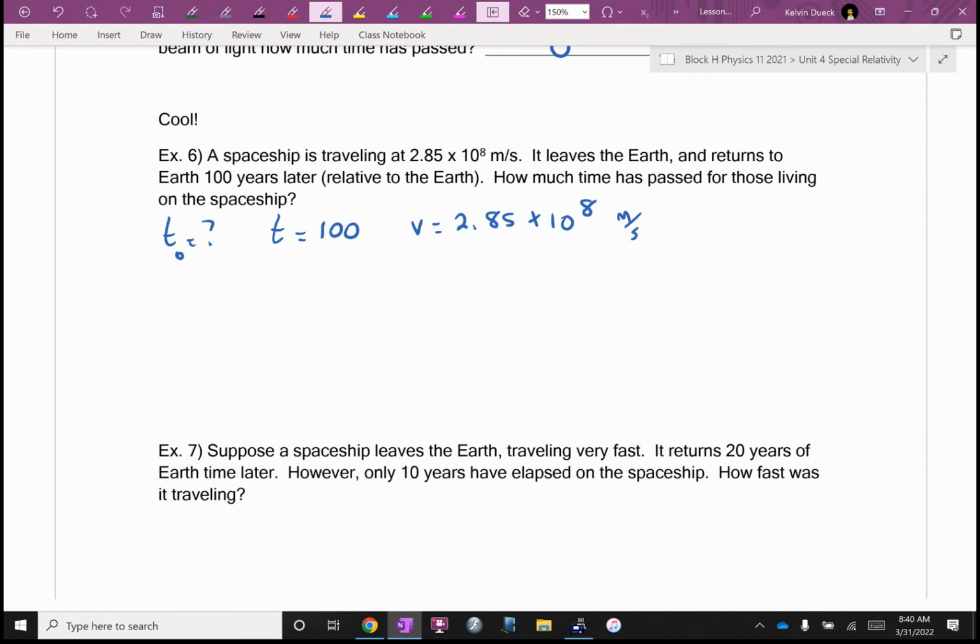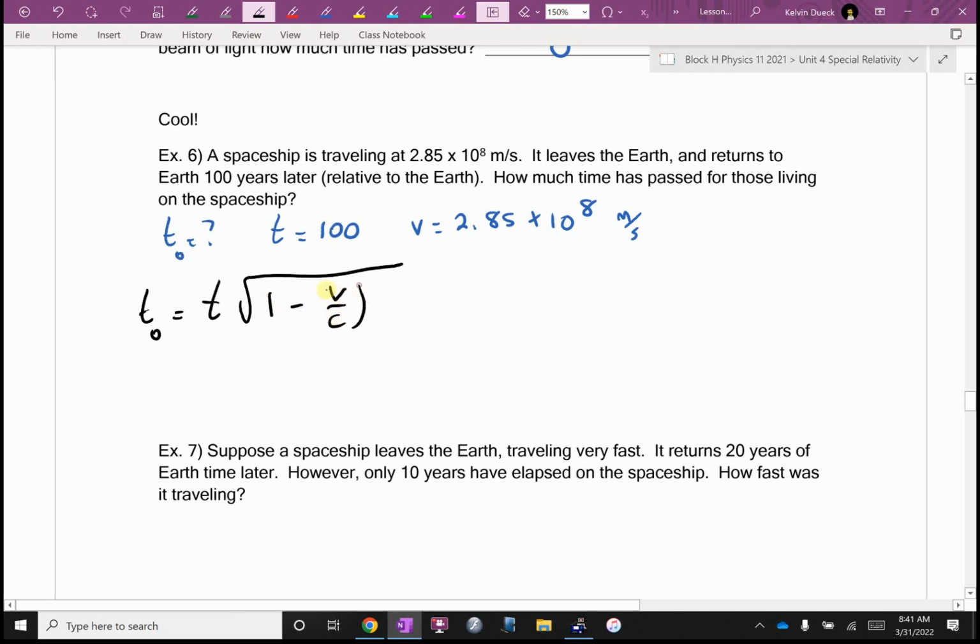So how will I move the square root over? If it's dividing on the right? What's the opposite of dividing? Yes, we get this. T0 is going to be T times the square root of 1 minus (V over C) all squared. Is that all right? Okay.